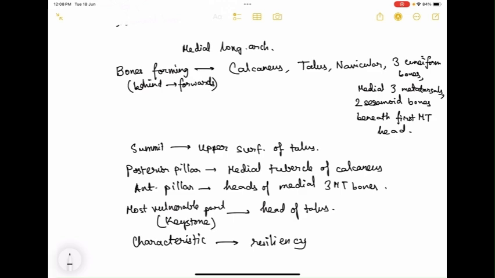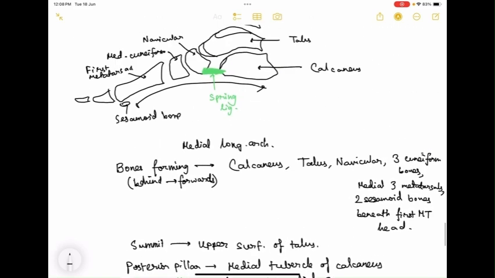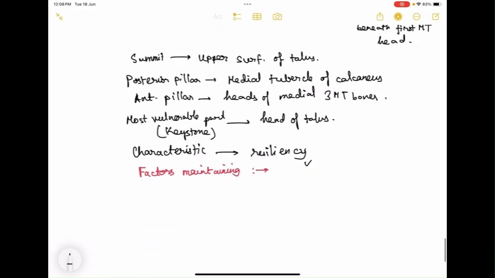Now, coming to this arch, we have to know the factors maintaining this arch. The thing with the factors maintaining is it's a bit grueling, a bit tough. But you have to remember, because this might come as a separate question. They might tell you to write about the medial longitudinal arch, and that is enough up to this point. But if they ask you about the factors maintaining, that's going to be a bit tough. So let's have a look at the factors maintaining the medial longitudinal arch.